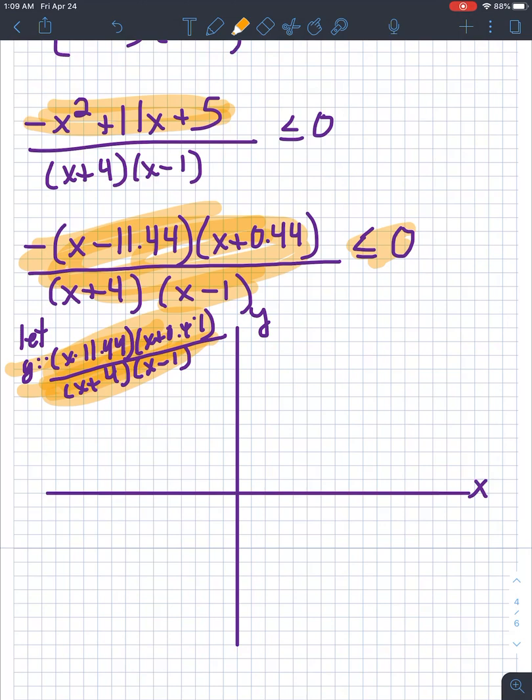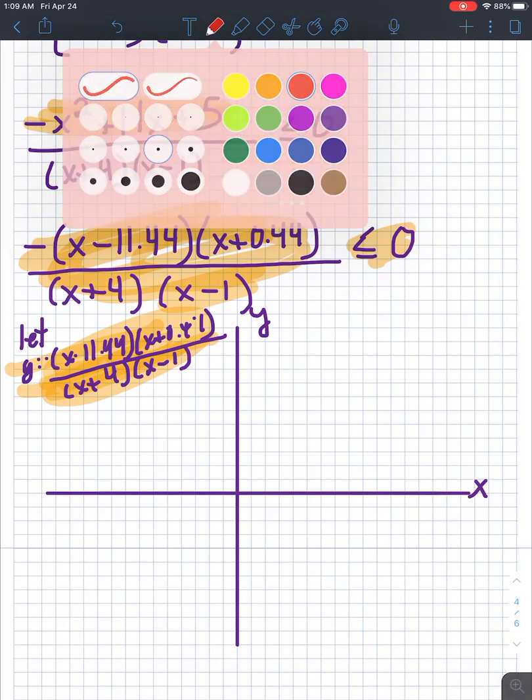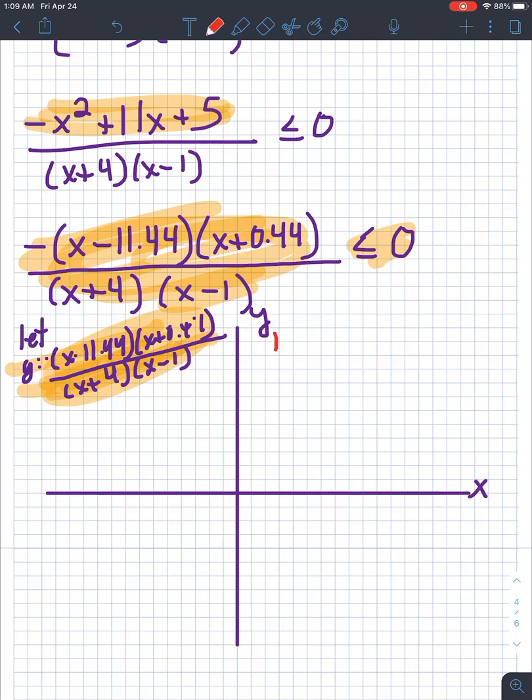We have an asymptote at x is equal to 1. Let's do that in red. X equals 1. We also have an asymptote at negative 4. We have a 0 at negative 0.44. We have a 0 at 11.44, because those are the factors on the top.